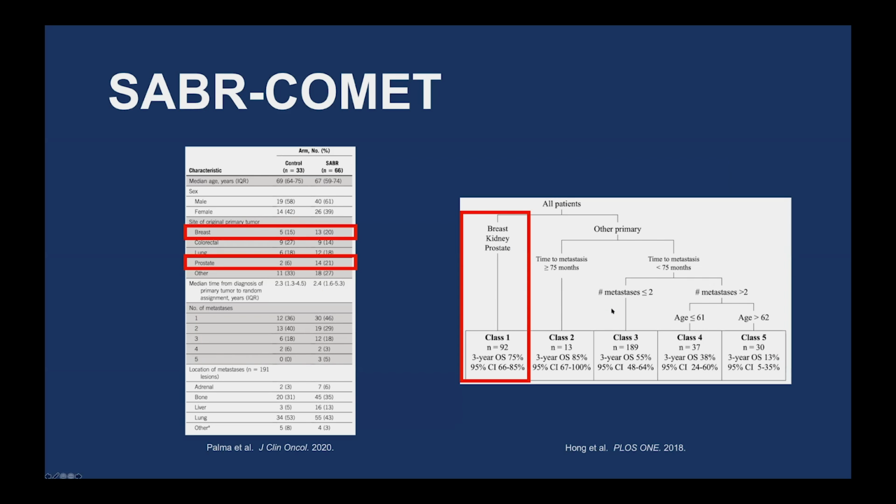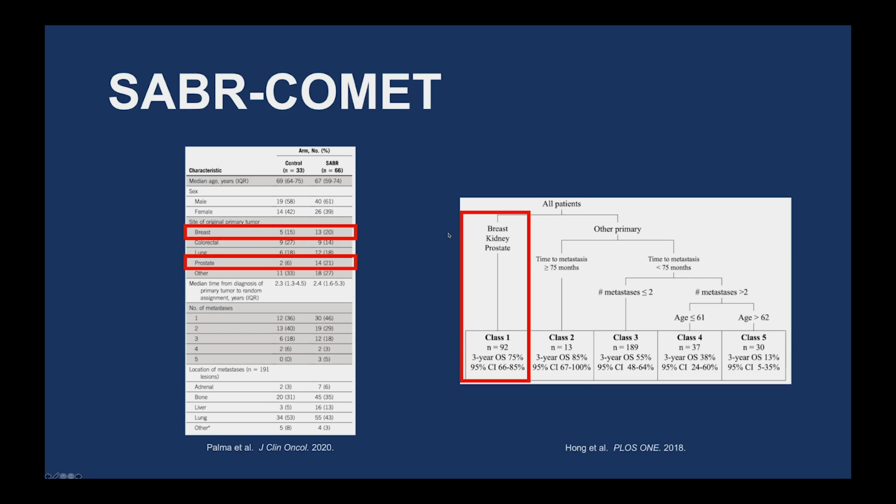Now, Saber Comet was designed as a little bit more of a limited study, and so it's not a gold standard phase 3 study, which is larger, but more of an exploratory randomized study. And one of the main criticisms of Saber Comet is that there was some imbalance between the two groups that were randomized in the study.